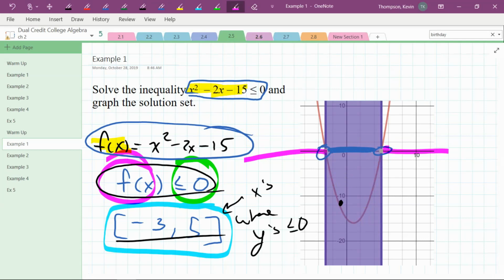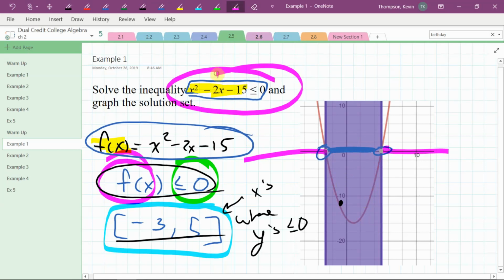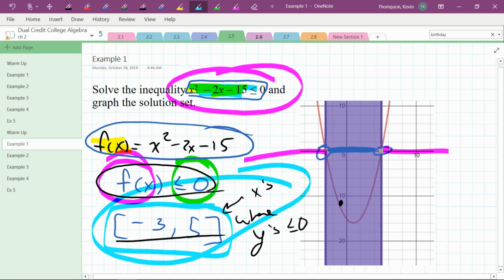So keys to these questions, notice the original problem here has nothing to do with y, nothing to do with f of x. It's all about x. So be sure your answers are telling me x values. Okay? So start the homework and then we can talk about questions you have in class.